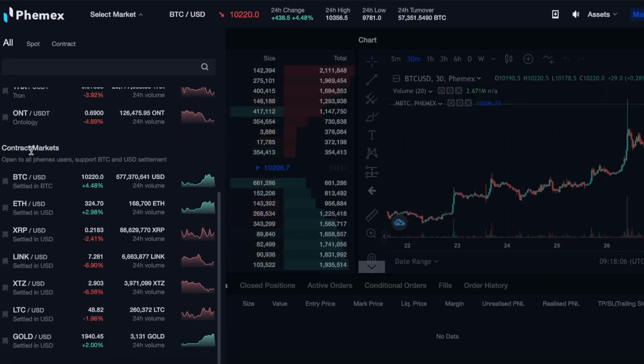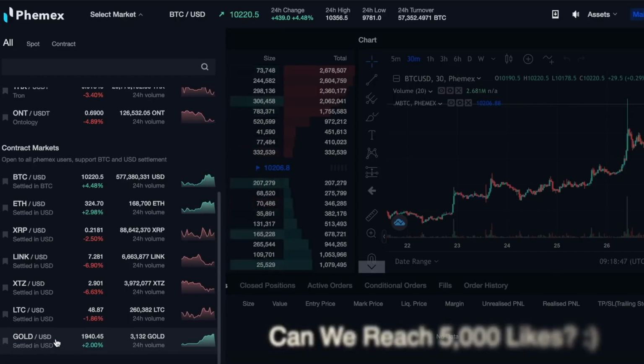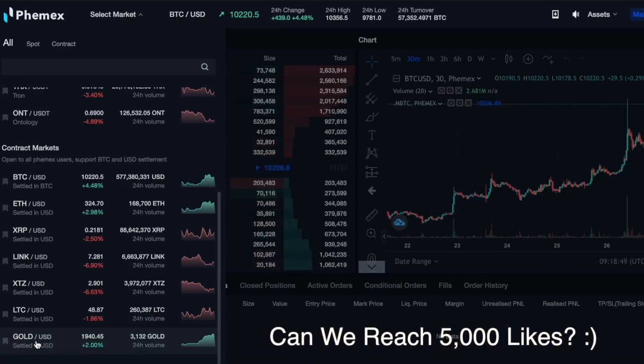We can see contract markets or derivative markets. We have Bitcoin, Ethereum, XRP, Chainlink, Tezos, Litecoin, and gold. Very interestingly, they have gold for derivatives trading. They also have Chainlink, and this makes Phemex unique because Phemex is currently the only derivatives exchange in crypto that provides gold derivatives trading. But now to the point, the Bitcoin against US dollar pair is actually settled in Bitcoin.